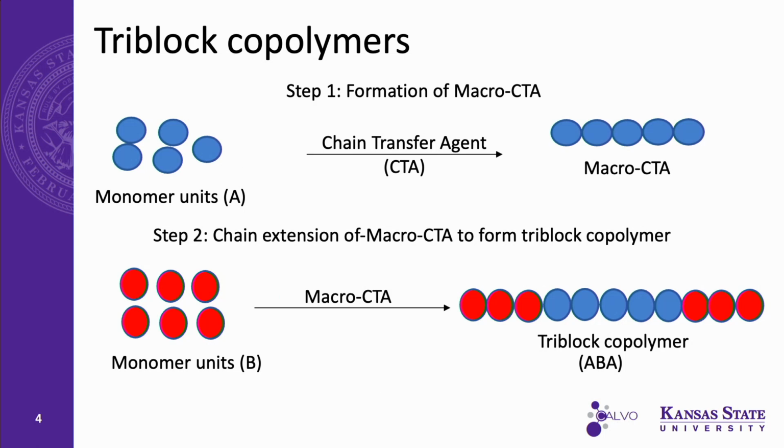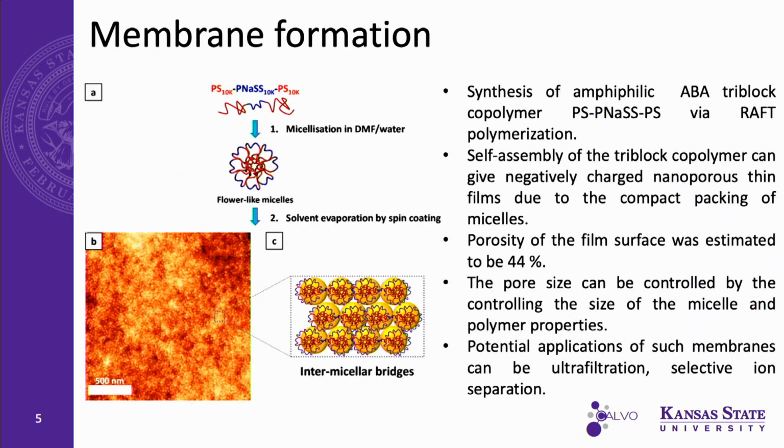For the purposes of this project, we're mainly going to be focusing on triblock copolymers, which are synthesized in two simple steps. The first is the formation of the macro-CTA by polymerizing monomer unit A in the presence of a chain transfer agent. We then take this macro-CTA to step 2 and polymerize monomer unit B on both sides of the macro-CTA to form a triblock copolymer ABA, which is a long polymer chain consisting of 3 distinct blocks.